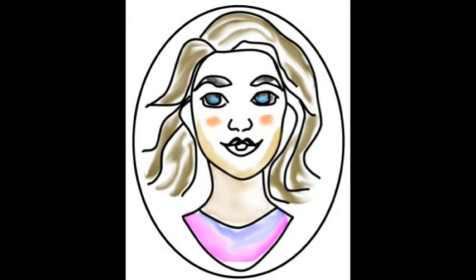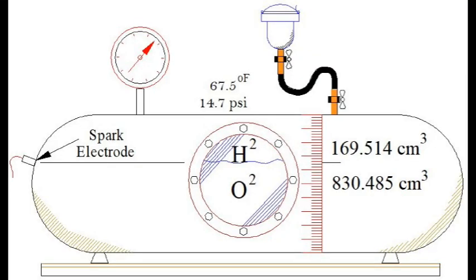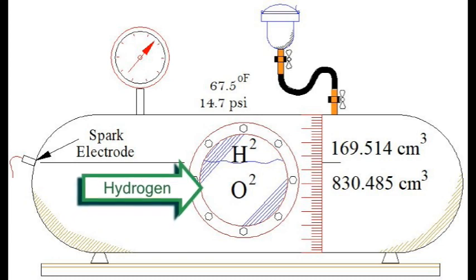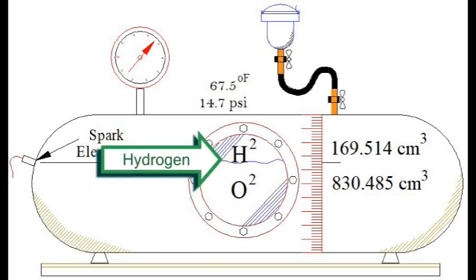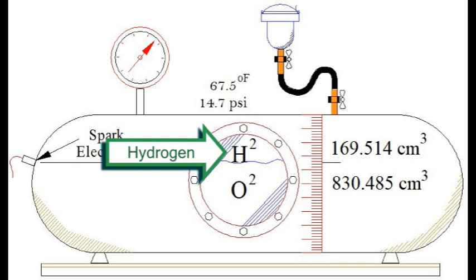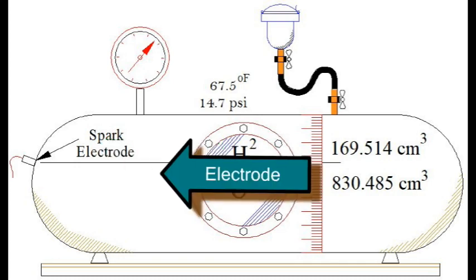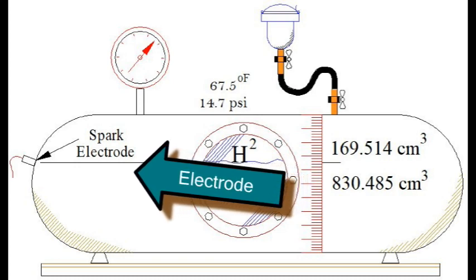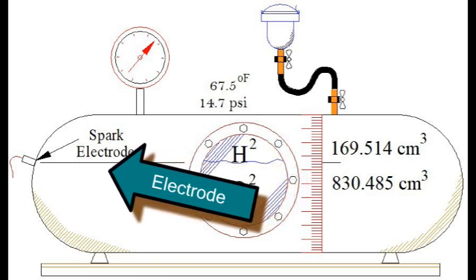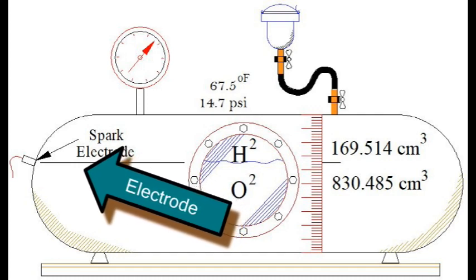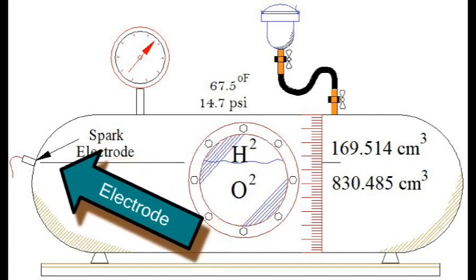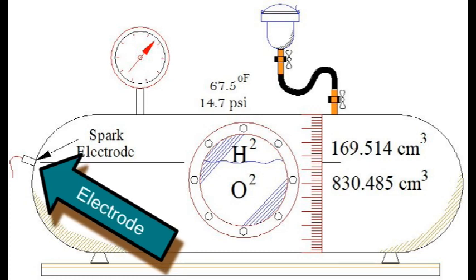So, let's look at our two gases, hydrogen and oxygen. We have evaporated them into the chamber at 67.5 degrees Fahrenheit, and let them sit. The hydrogen in the conventional gravity model is lighter and less dense than the oxygen, so it will settle to the top of our chamber. The electrode is positioned at the line where both gases come together. If it were positioned lower in the oxygen, it would cause no reaction. Likewise, if it were positioned up in the hydrogen area, there would be no reaction.